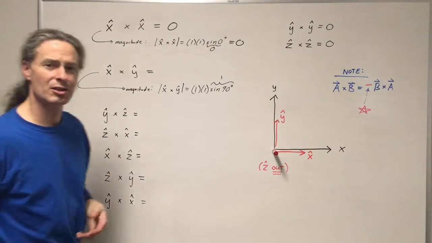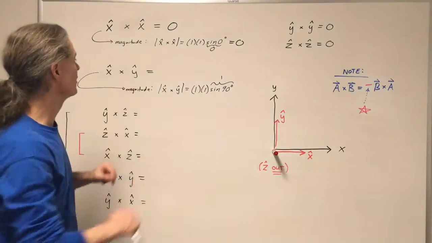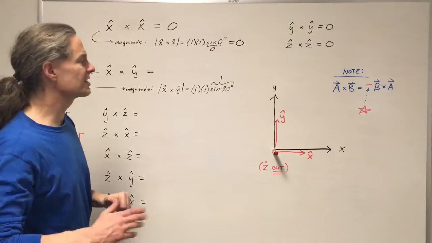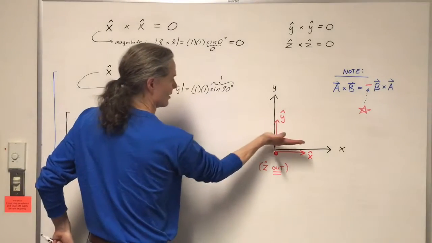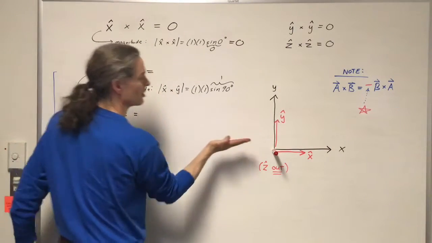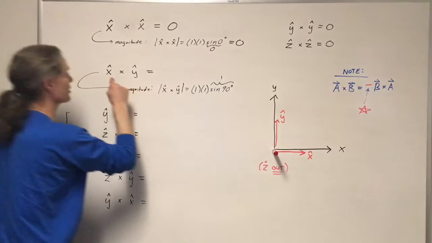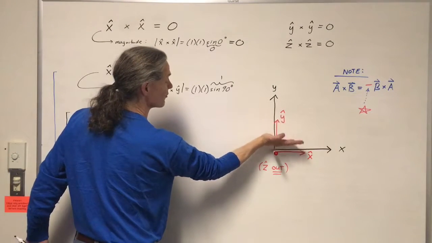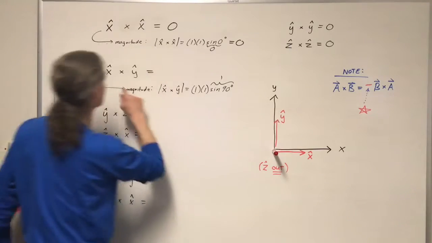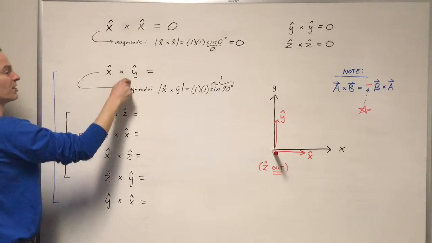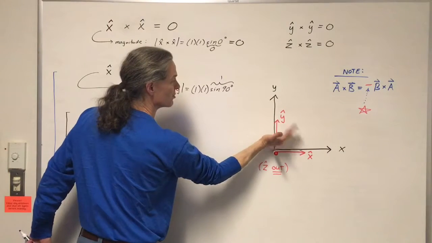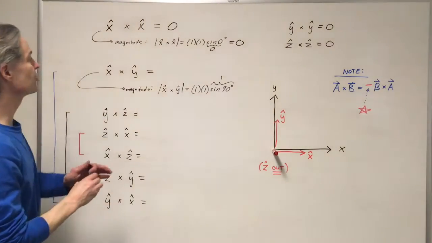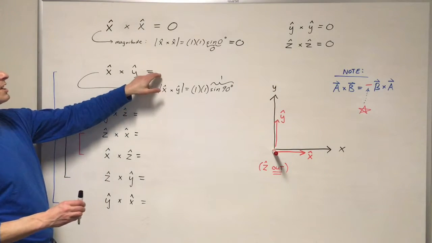Alright, so now let's look at the cross products involving different unit vectors. Let's start with x hat cross y hat. First, let's get the direction of that. To get the direction of the cross product, put the fingers of your right hand in the direction of the first vector in the cross product. Curl them into the direction of the second vector in the cross product. So curl your fingers from x to y. That gives me out. That's the z hat direction. So I know that the direction of this, at least, is the z hat direction.